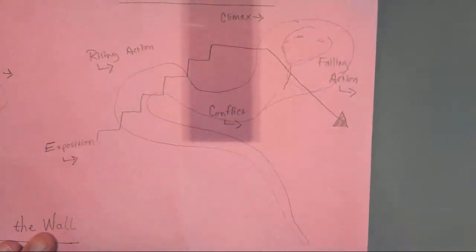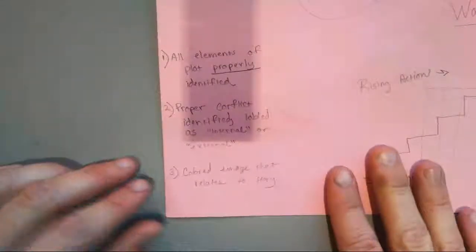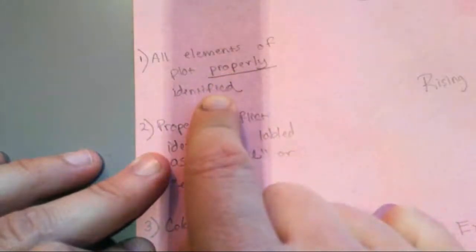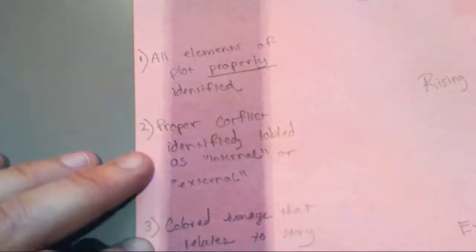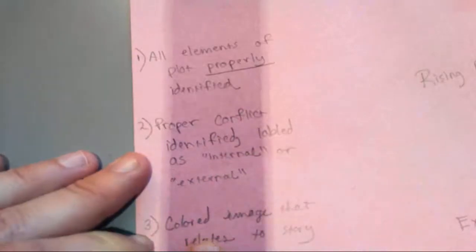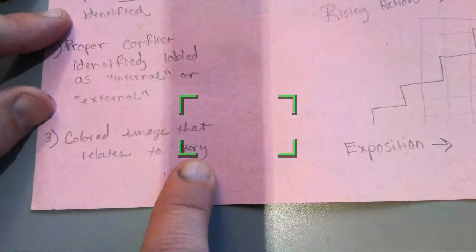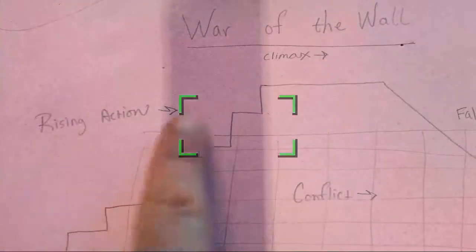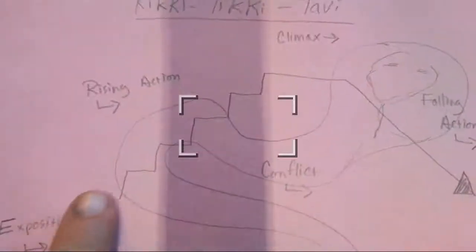Let's review what I'm expecting out of you. For each one of these, you need to give me all elements of the plot properly identified. For each one of the stories we've read, you're doing all of this on the back of your plot popsicles. Then you need to properly identify the conflict and label it as internal or external. Finally, you need to color the image that relates to the story. For Amigo Brothers, you're doing at least 5 steps. For War of the Wall, again at least 5 steps. And for Rikki Tikki Tavi, 7.